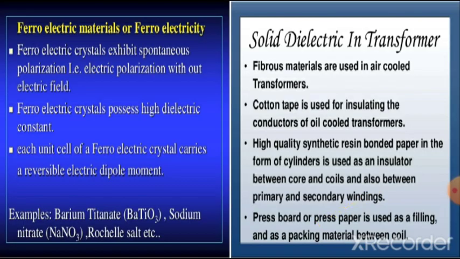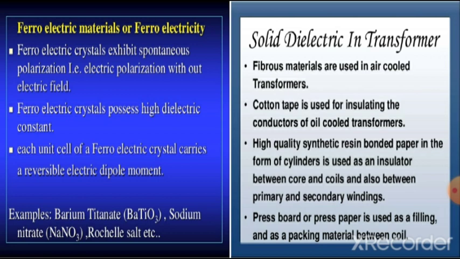Now we discuss ferroelectric materials, or ferroelectricity. We discuss ferromagnetic materials in the third unit. Ferroelectric crystals possess a high dielectric constant. Each unit cell of a ferroelectric crystal carries a reversible electric dipole moment. Ferroelectric crystals exhibit spontaneous polarization. Examples: barium titanate, sodium nitrate, etc.